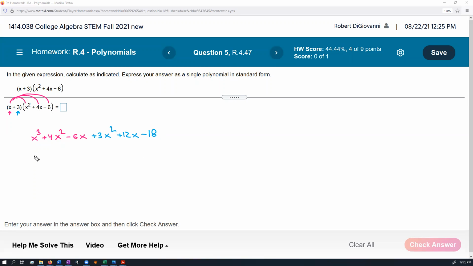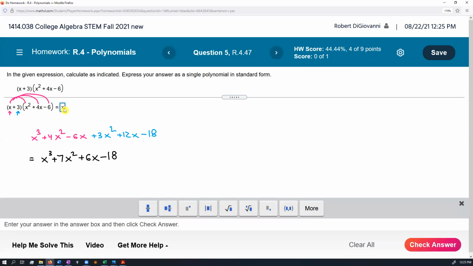I now collect any like terms together. I only have 1x cubed. I have 7x squared. -6x and 12x gives me +6x. And I still have a -18. So that should be it here. I know I'm moving kind of quick through this, I guess. This is kind of a review, so hopefully this all makes sense.